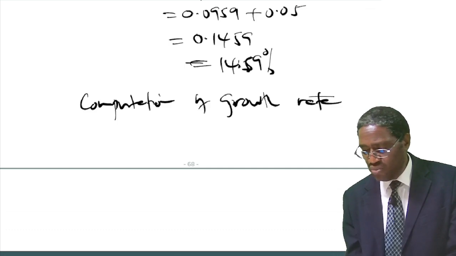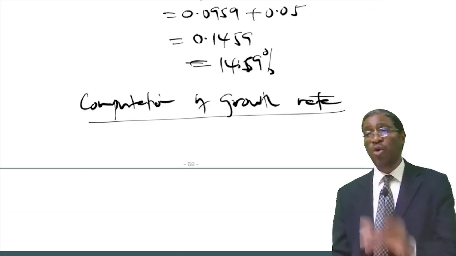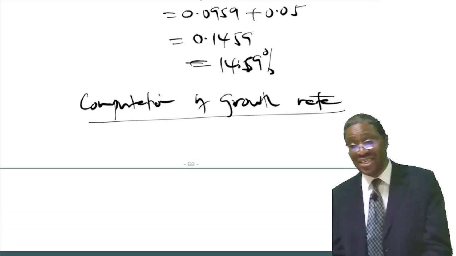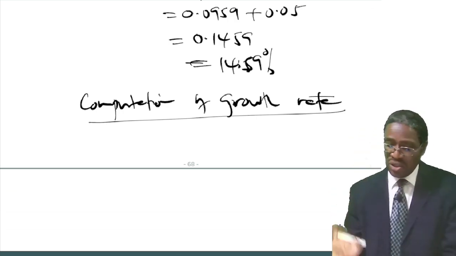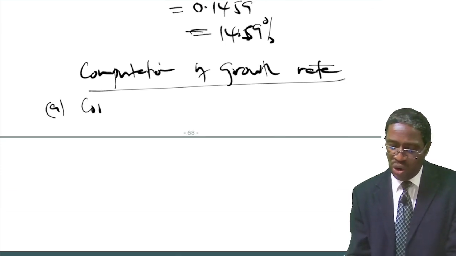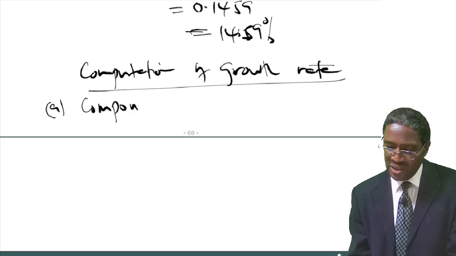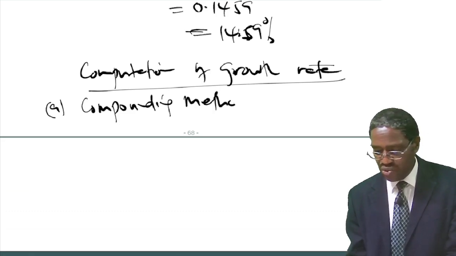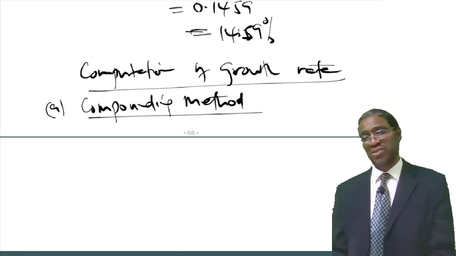Computation of the growth rate. There are two methods of computing the growth rate. One method is what we call the compounding method. That's one method of computing the growth rate. Let me explain it first.